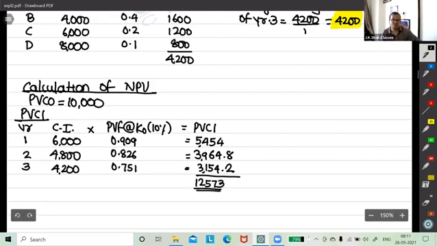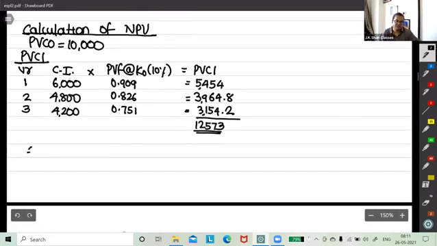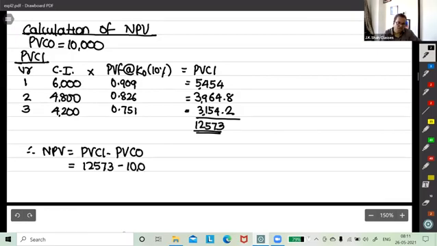12573. I got this. So I'll say therefore NPV is PVCI minus PVCO. 12573 minus 10,000. So it is 2573.